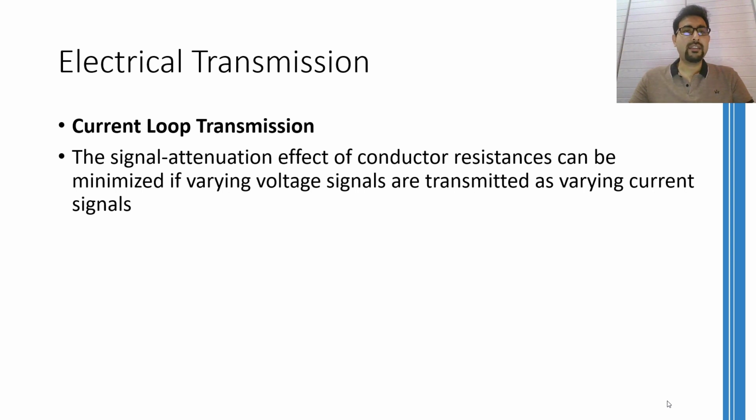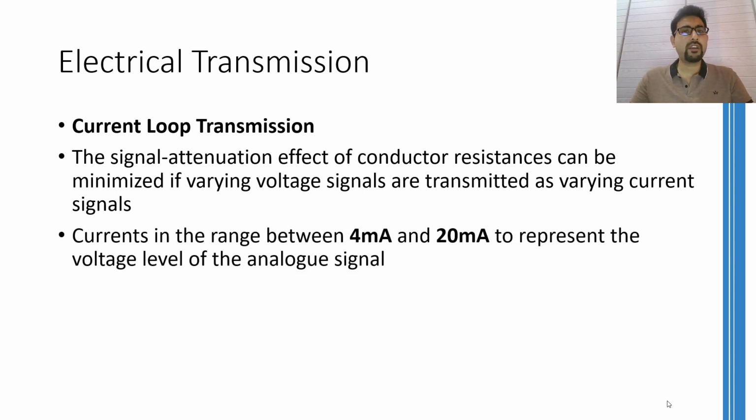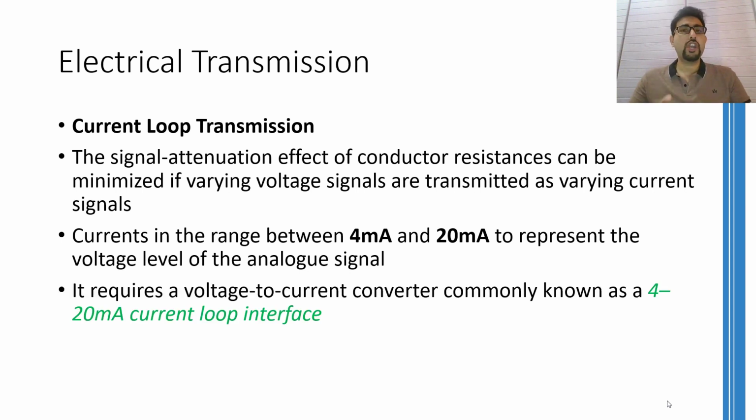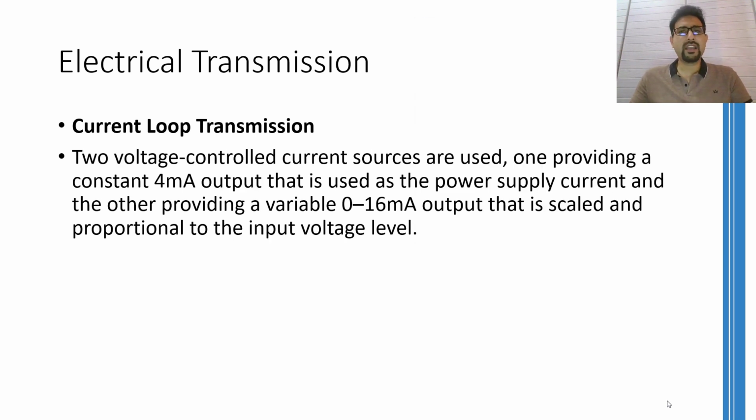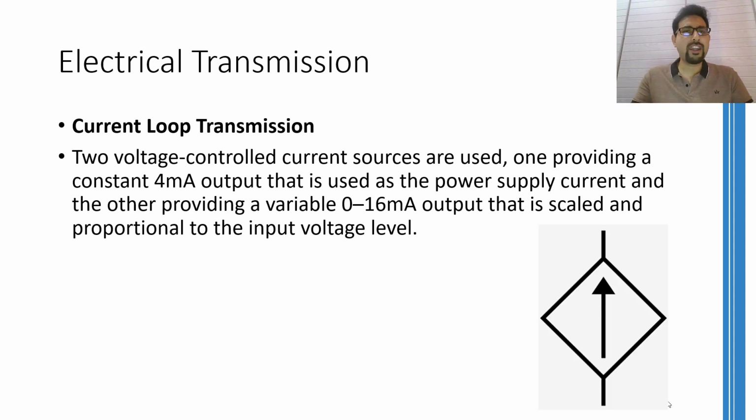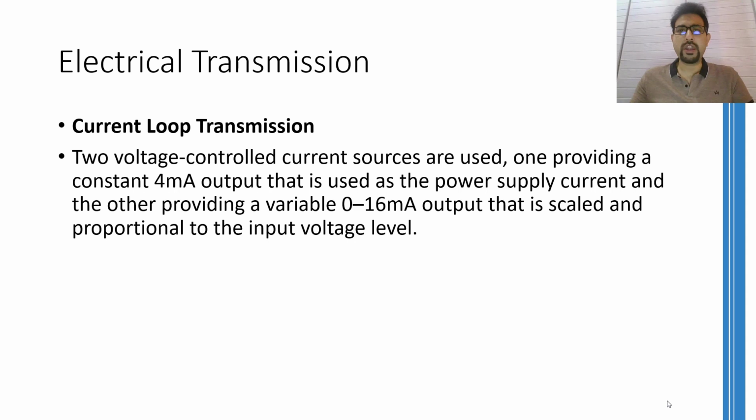As an industrial standard, the current range between 4 milliampere and 20 milliampere is used to represent all the analog voltage levels. To achieve this current output, a voltage to current converter, commonly known as 4 to 20 milliampere current loop interface, is used. In order to maintain the current in the electrical circuit, voltage controlled current sources are used. Depending on the input voltage, these sources will provide a constant current no matter how much resistance that current is facing inside that circuit.